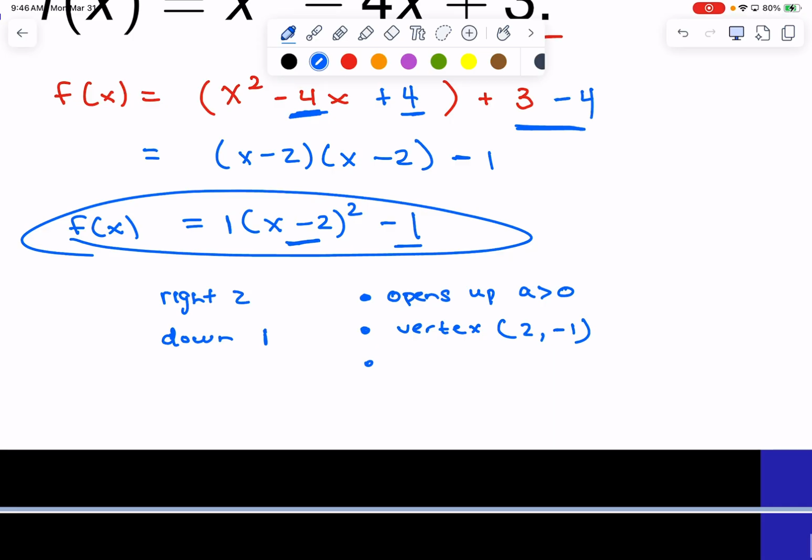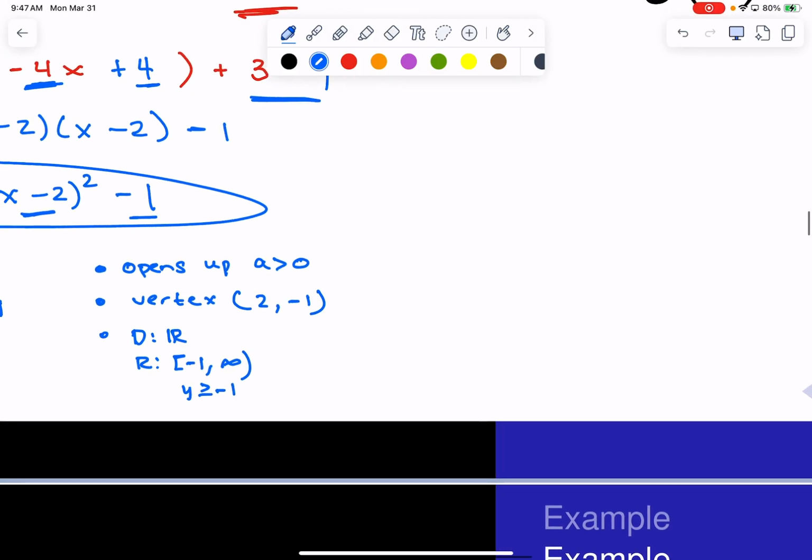All right. So 2, -1. Now we can do our domain. What's the domain? Double bar R. What's the range? Yeah, because it'll open up, -1 to infinity or y greater than or equal to -1. If you graph this, I'll graph one more. I'm not going to do the x and y intercept right now because we did that. We'll practice again tomorrow with the x and y intercept because we're running out of time.